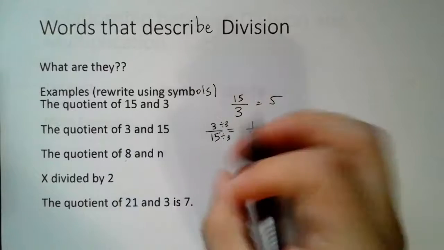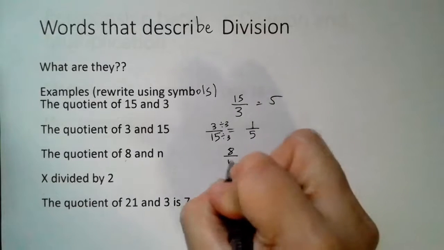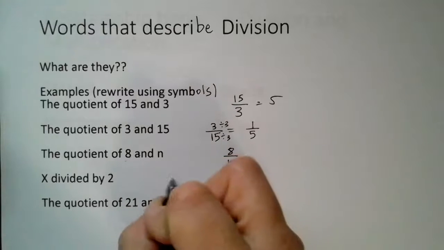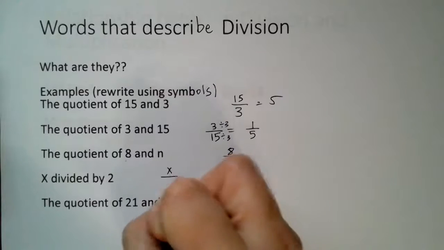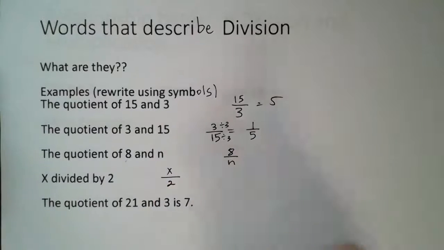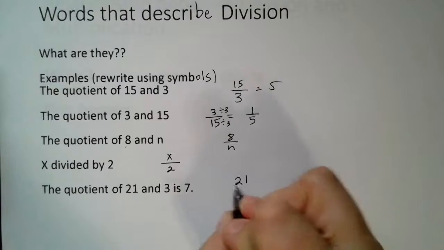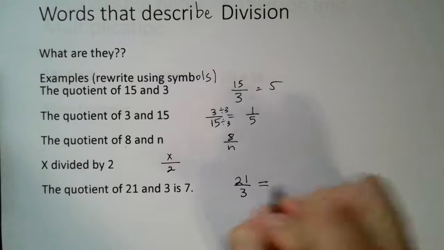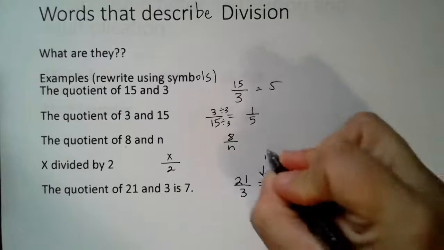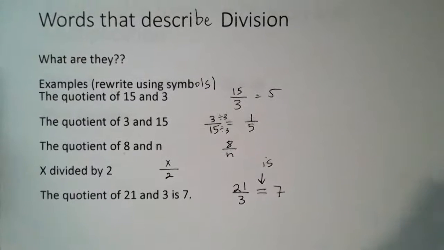The quotient of 8 and n, 8 over n. X divided by 2, we can do x over 2. That's the more common way of writing it, as in fraction form. And to write the quotient of 21 and 3 is 7. So remember that the "is" is represented by the equal sign.